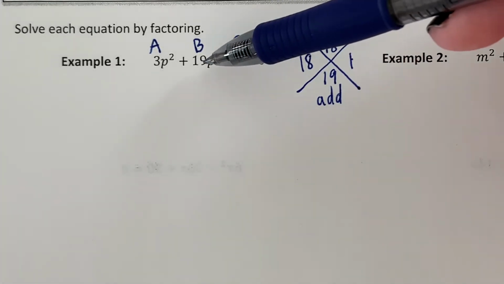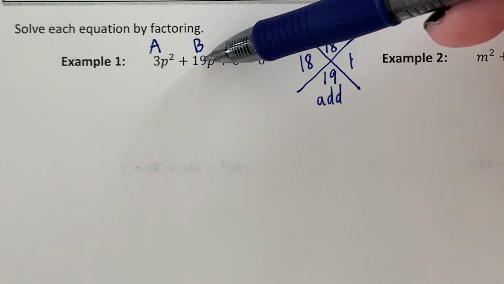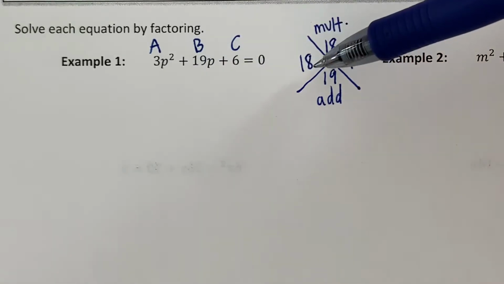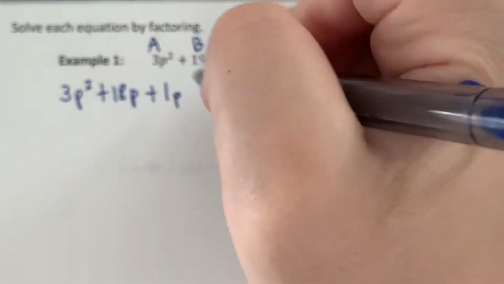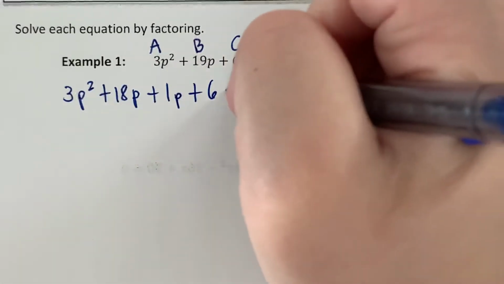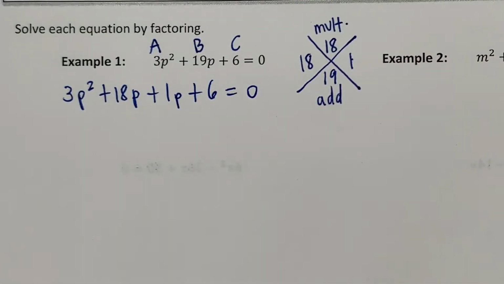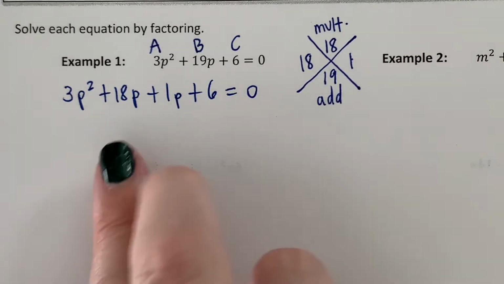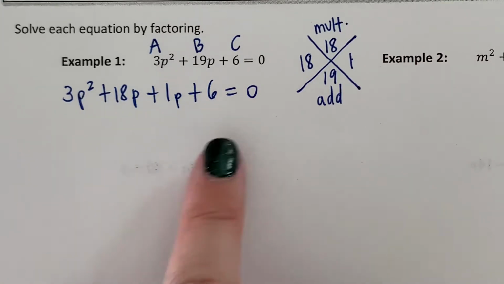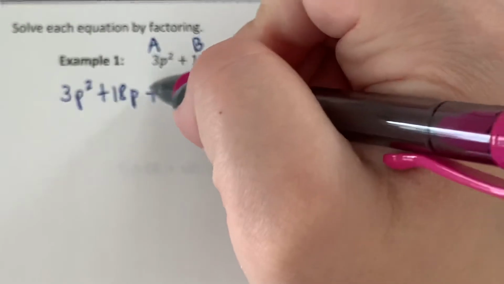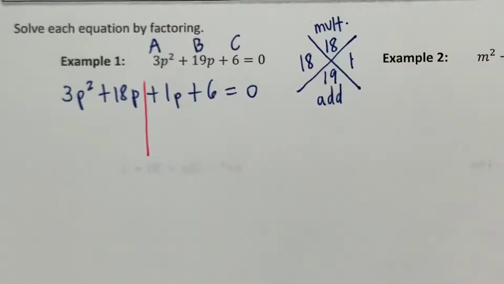This means I can now split my middle term, my X term here where I have 19p. I can split it into 18p plus 1p. So I'll rewrite it. I have 3p squared plus 18p plus 1p plus 6. I'm going to remember to write the equal 0. That's a new part. It is an equation, so you cannot just drop your equal sign. If you switch the order here, instead of writing 18p plus 1p, if you instead put 1p plus 18p, that's totally fine. Now I have 4 terms, so I can split it up to do factor by grouping.